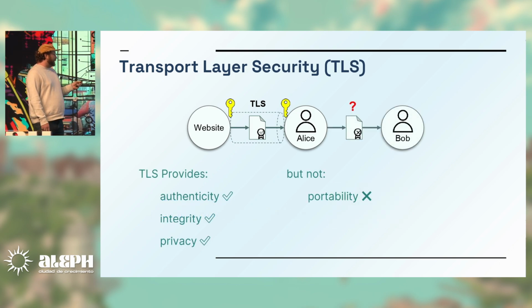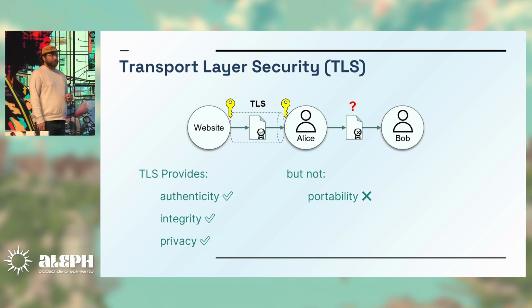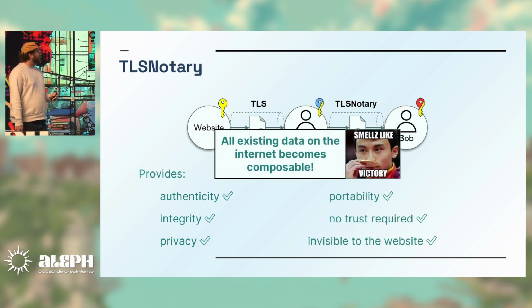So TLS provides authenticity, integrity, and privacy, and it is very good at that. The one thing that it is not good at is making data portable. And this is where TLS-Notary comes in. So TLS-Notary provides all of these security guarantees of TLS, but it also enables data portability. There's no trust required. There's a little caveat to that, but we'll get to that later on. And it is completely invisible to the website. The website has no idea that this is going on. So all existing data on the internet becomes composable.